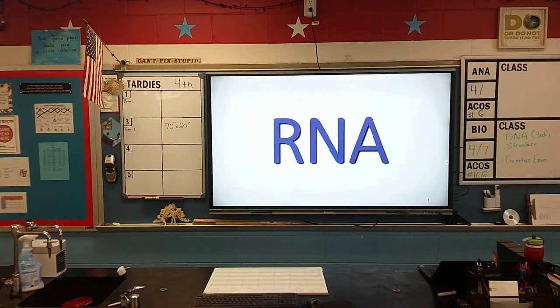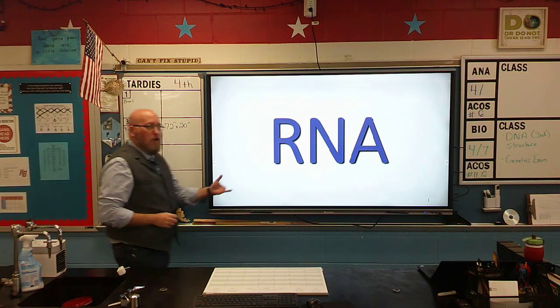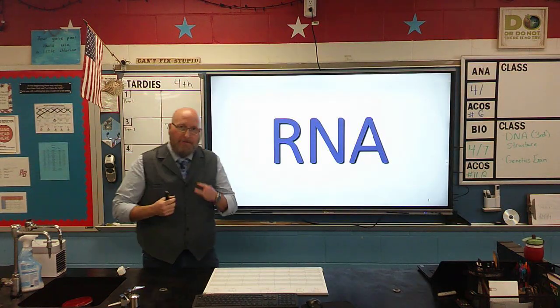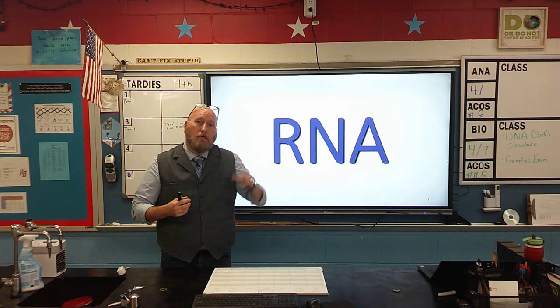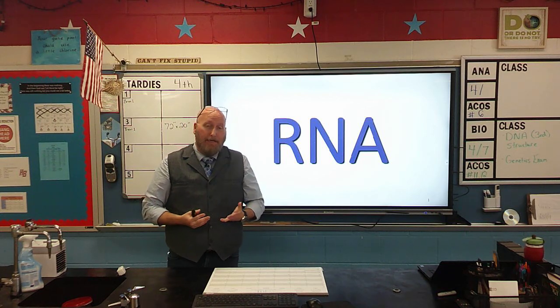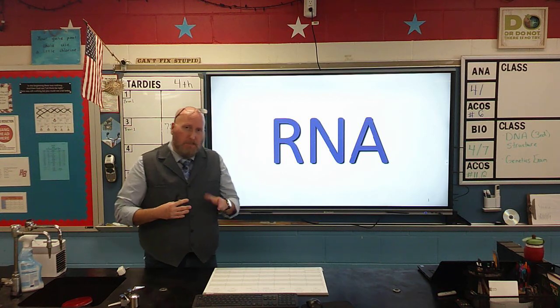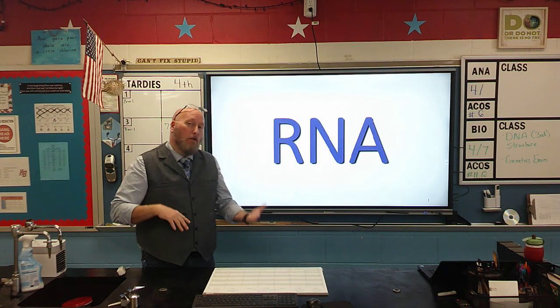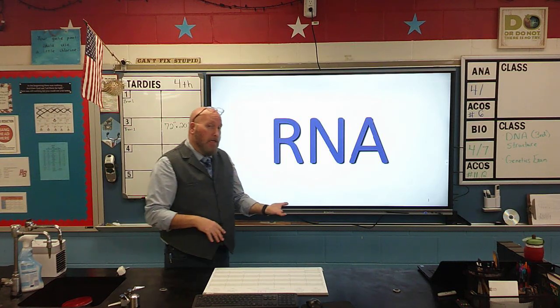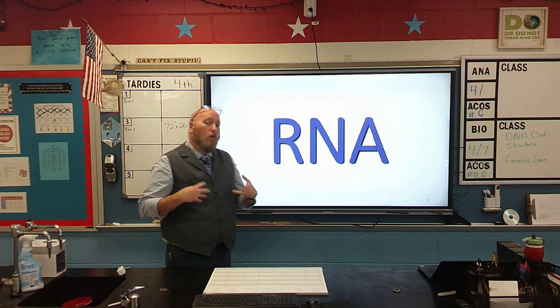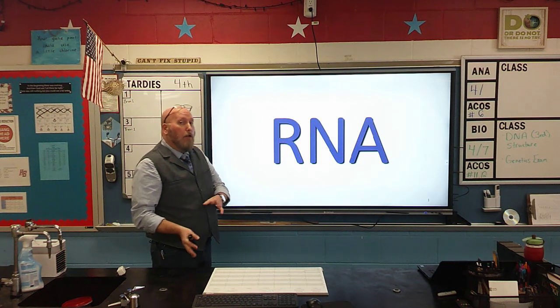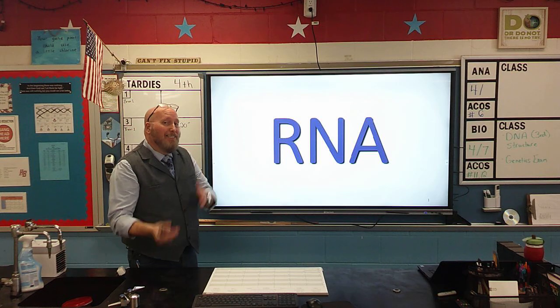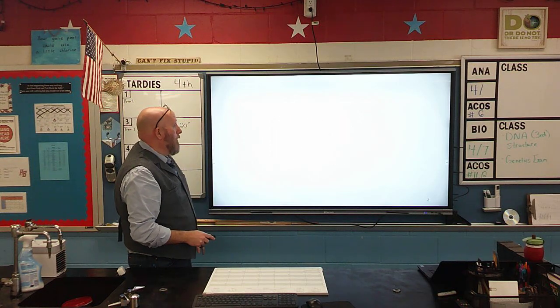All right, next up, we want to talk about a molecule called RNA. RNA is what we call ribonucleic acid, okay? And what we'll do for just a few minutes is look at the differences between DNA and RNA. What is RNA and what is DNA? We've already kind of gone over DNA, but now I want to look at what RNA is and what makes RNA, ribonucleic acid, different than DNA, okay?